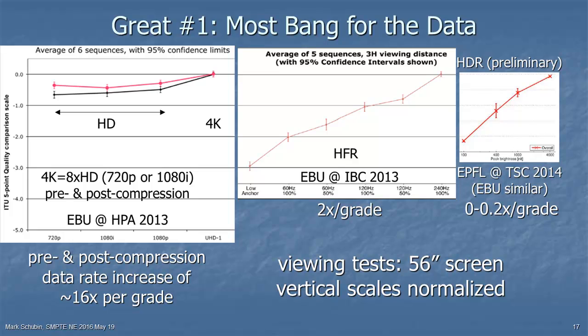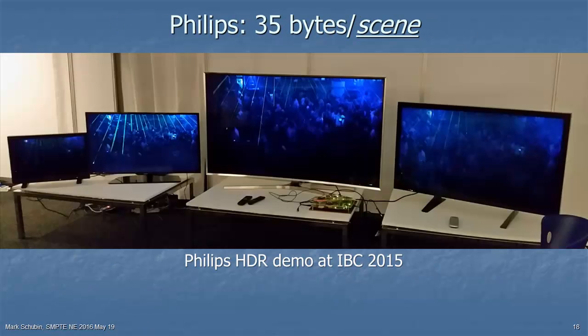And then this chart is from the École Polytechnique Fédérale in Lausanne in Switzerland, but the EBU is almost identical, and I'll show you that in a moment. And they're showing that increasing what they called the dynamic range gives you the sharpest or the steepest slope of improvement, and anything from 0 to maybe 20% increase in bit rate depending on what you think you need to do. Here's how low the bit rate can be. This is the Philips HDR system, and this was their demo setup at IBC last fall. They want 35 bytes per scene, not per second, not per frame, per scene, to go from SDR to HDR.